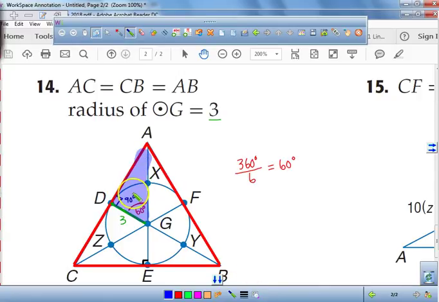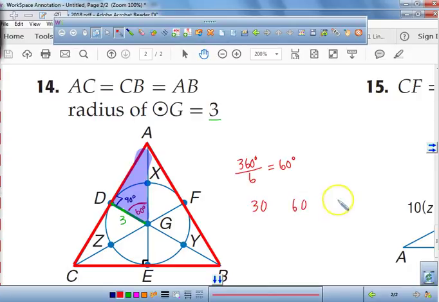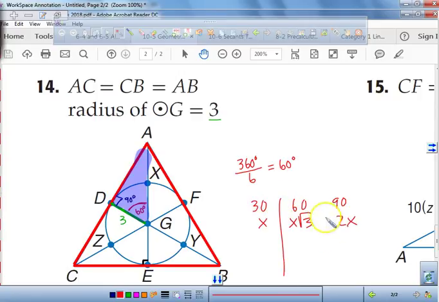Does everybody see that this triangle is going to be the same as this one, and this one, and this one, and this one, and this one? They're all going to be the same. So what I want you guys to write down is the properties of the 30, 60, 90: x, x radical 3, and 2x.